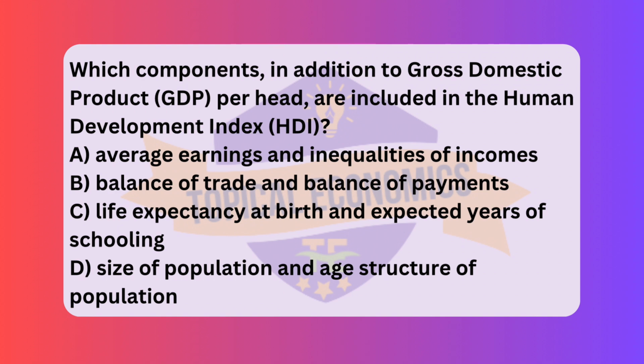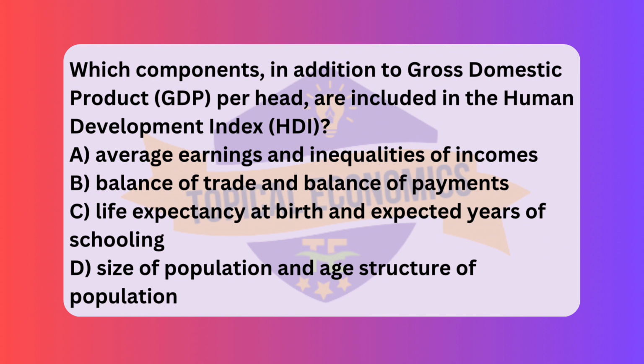Starting with the first question. Which components, in addition to gross domestic product, GDP, per head, are included in the Human Development Index, HDI? A. Average earnings and inequalities of incomes. B. Balance of trade and balance of payments. C. Life expectancy at birth and expected years of schooling. D. Size of population and age structure of population. This question is from year 2022 May-June version 3.